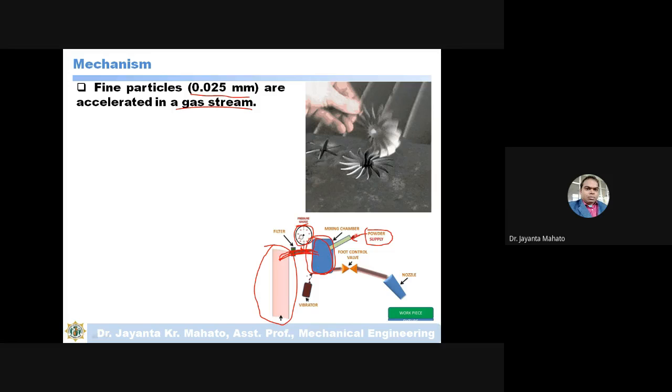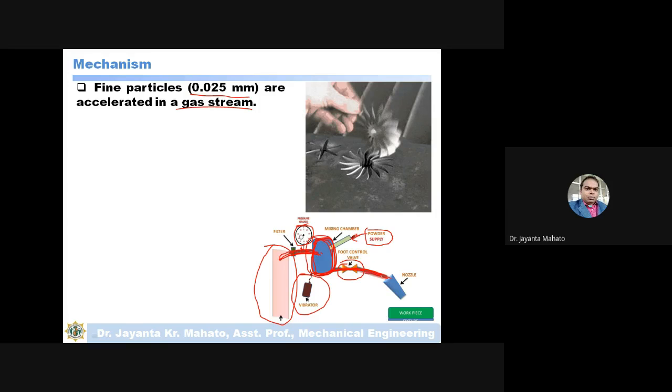Sometimes a vibrator is used to vibrate this chamber, for mixing the powder material properly. With vibrations, if the mixing is proper, then these particles can remove the material very effectively on the workpiece. Okay, and after mixing the abrasive particles with gas at high pressure, it goes on this pipe. And there is a control valve, means how much amount I will flow. So you can control this flow rate amount.